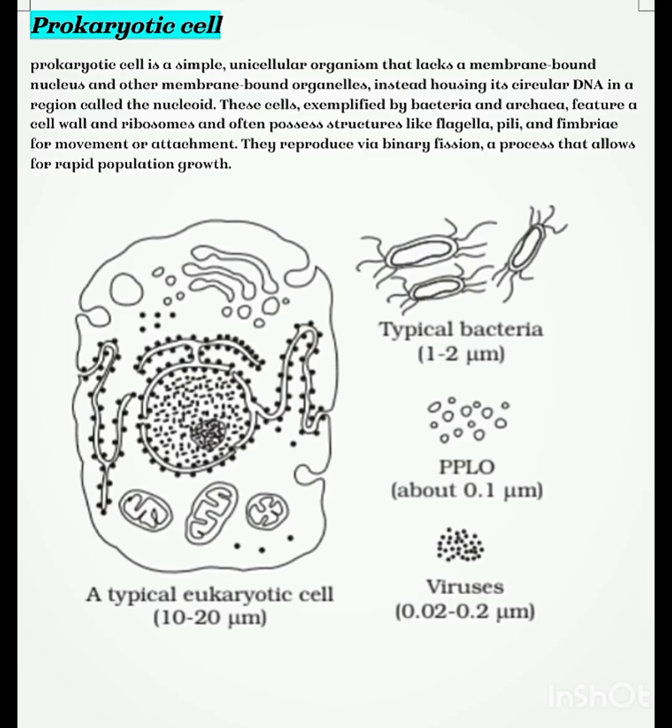Prokaryotic cell. A prokaryotic cell is a simple, unicellular organism that lacks a membrane-bound nucleus and other membrane-bound organelles, instead housing its circular DNA in a region called the nucleoid. These cells, exemplified by bacteria and archaea, feature a cell wall and ribosomes, and often possess structures like flagella, pili, and fimbriae for movement or attachment. They reproduce via binary fission, a process that allows for rapid population growth.